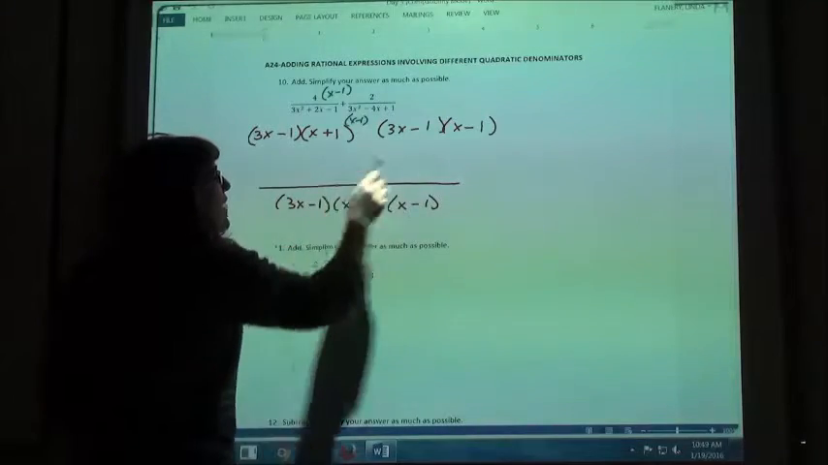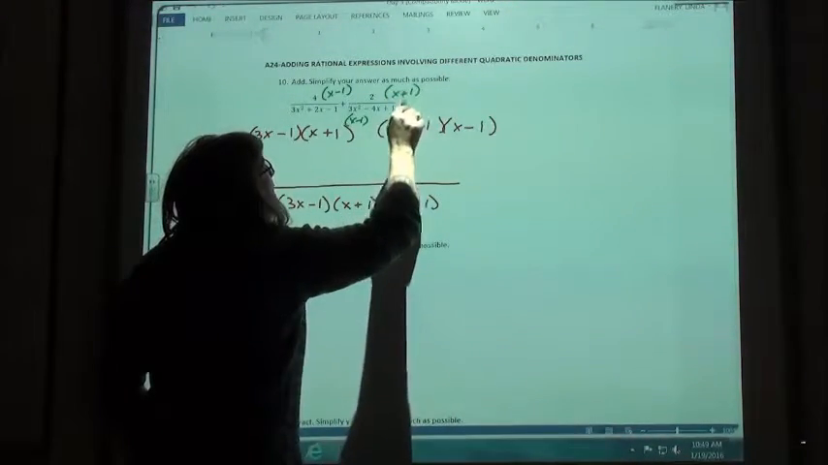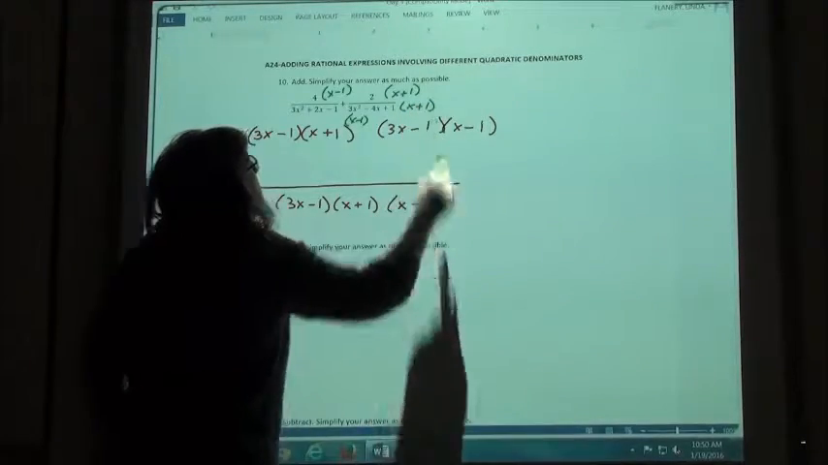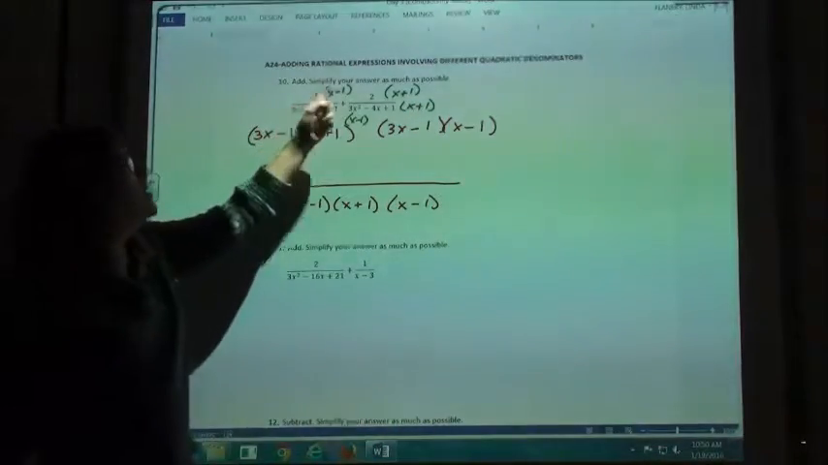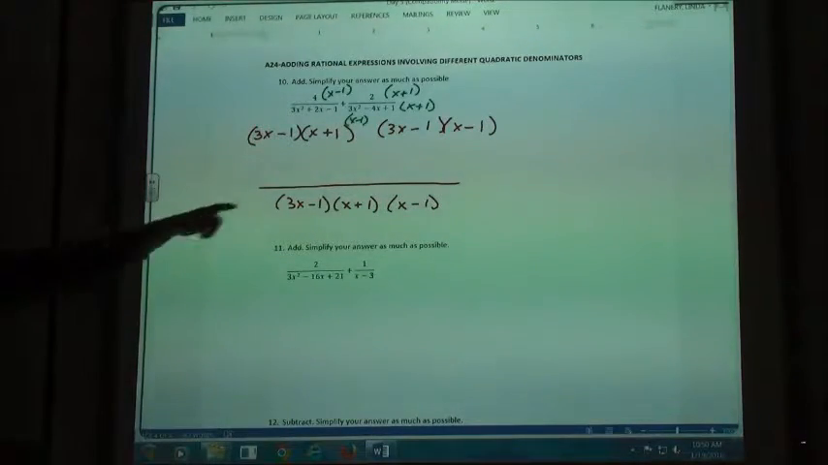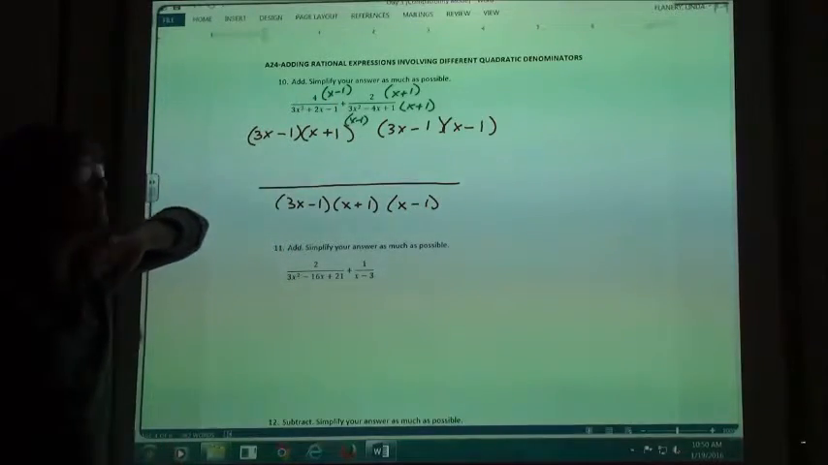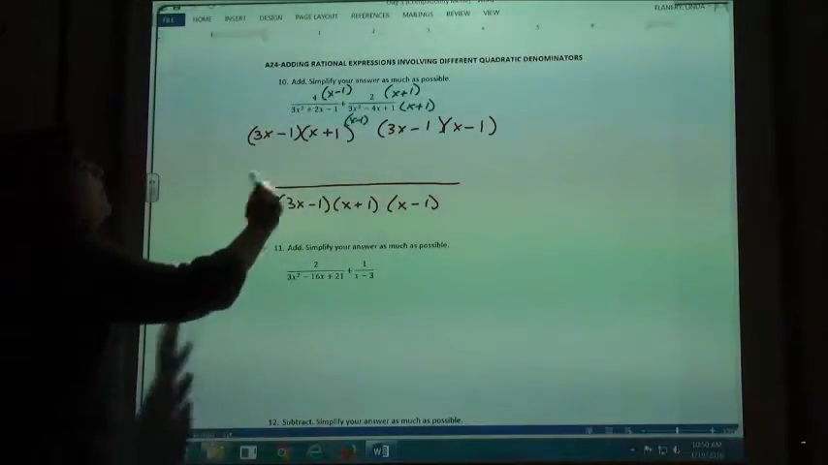Here I have this factor and this factor. I still need the x plus 1 factor. So basically I'm just going to use my distributive property there on the top of my fractions. Be careful if this is a minus, because that would make that a minus 2 instead of a plus 2. It's a plus, so I'm all right. I'm going to multiply that out.